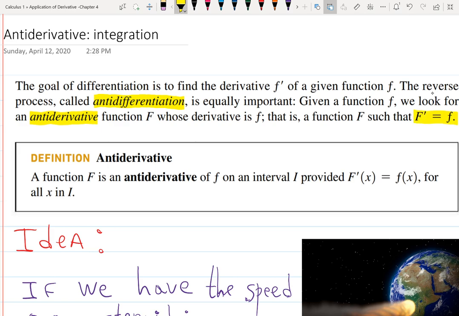But now the small f is given, and you're looking for what function gave you that small f when you differentiated that function. Antiderivative definition says that the function capital F is called an antiderivative of f on an interval I if F prime equals f for all x on that interval I.